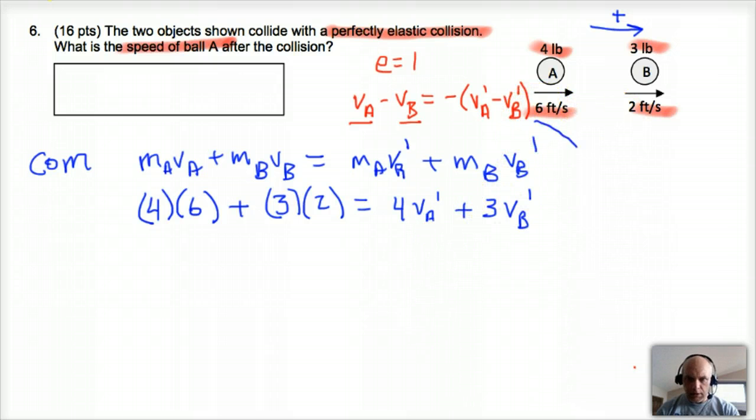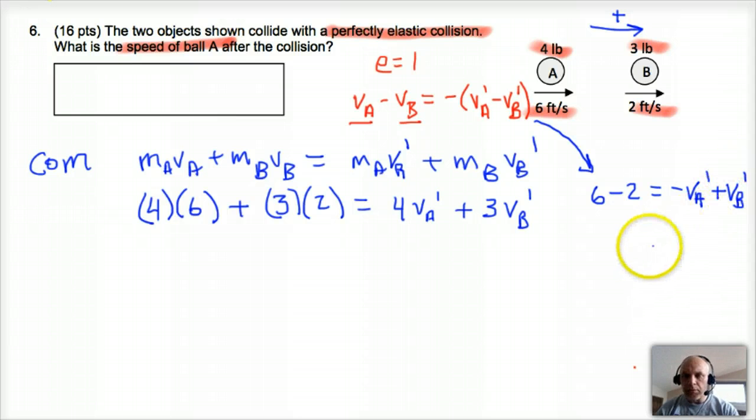Okay, so I take this equation down to get a second equation. I have VA, which is 6 minus 2, is equal to, and we'll take my negative inside, minus VA prime plus VB prime. Careful with your algebra. So here's my two equations. I'll go ahead and solve this one for VB is equal to 4 plus VA prime.